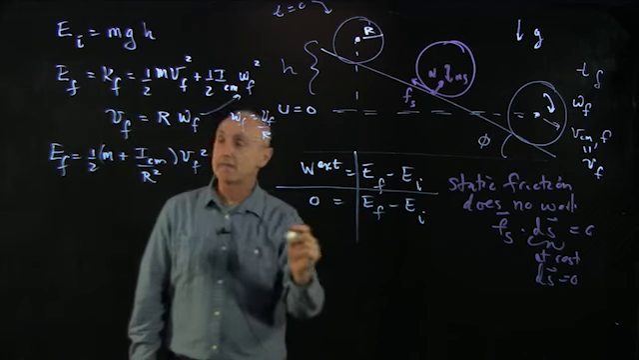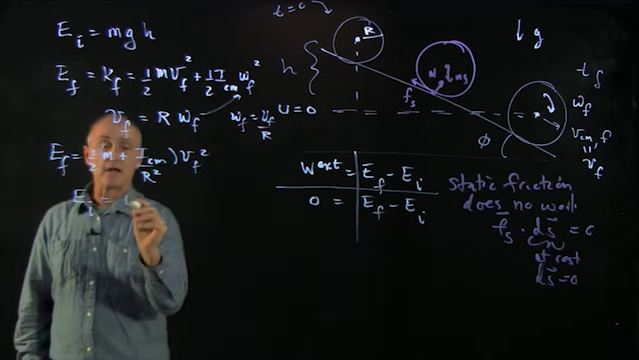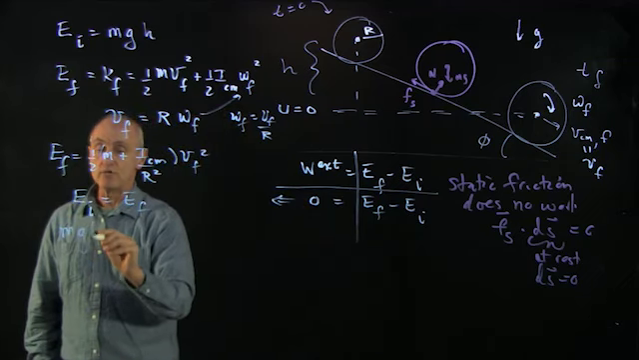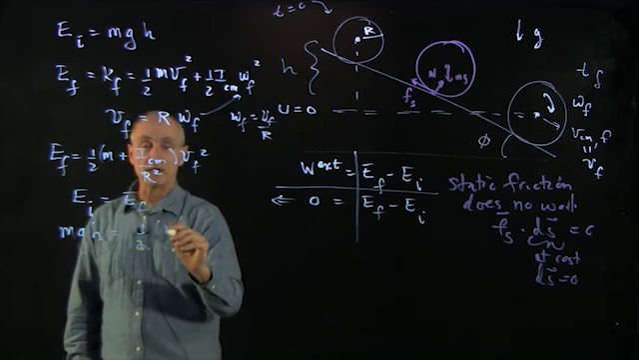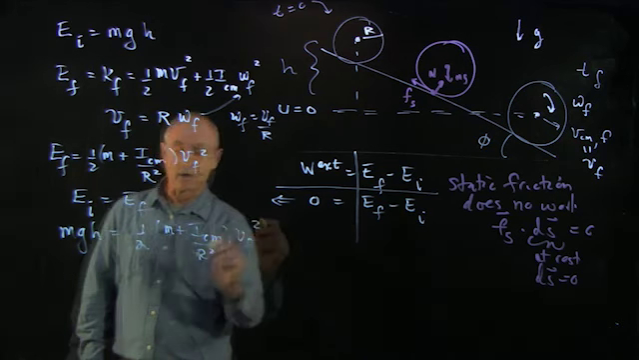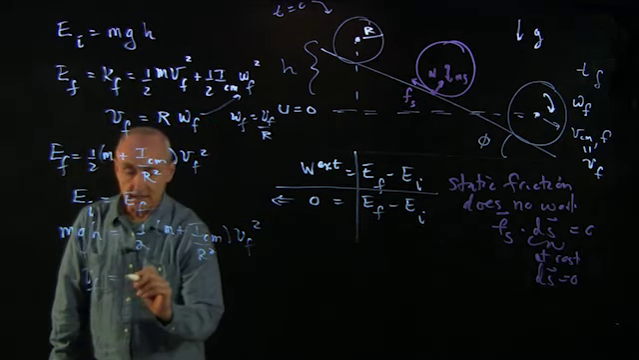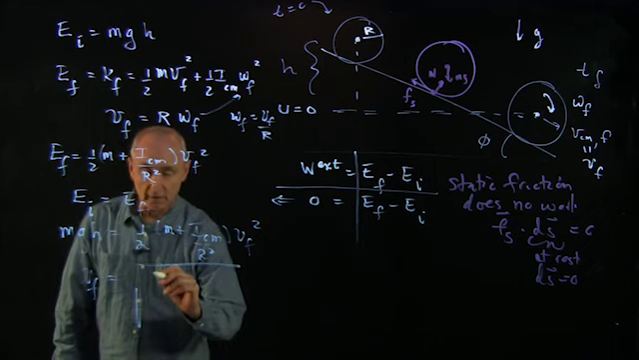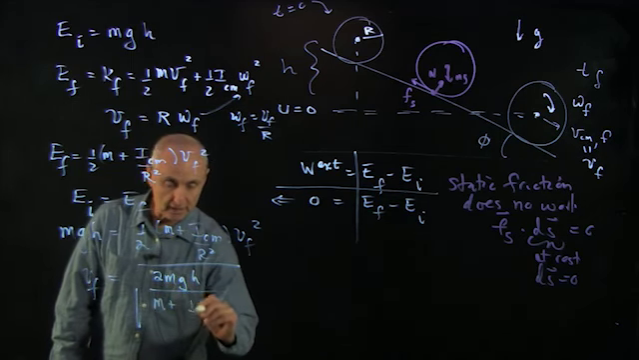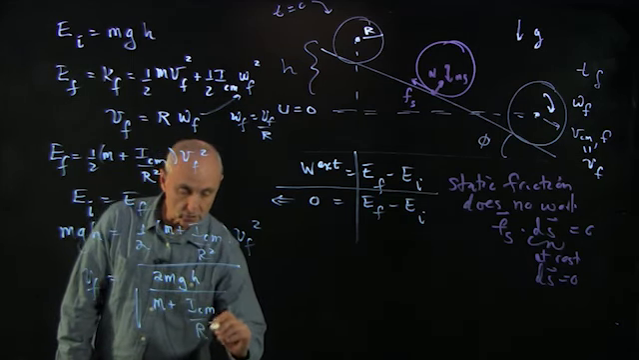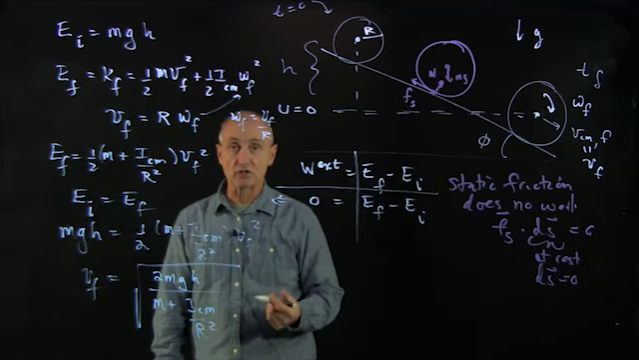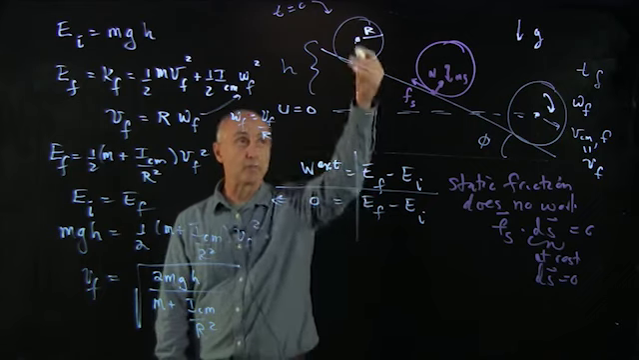And therefore, the energy principle tells us that E initial equals E final. So mgh equals 1/2 times m plus I_CM over r squared, times v final squared. So we can find that v final is equal to the square root of 2mgh divided by m plus I_CM over r squared. And that is the final speed of the center of mass translational velocity of the wheel as it dropped a height h.